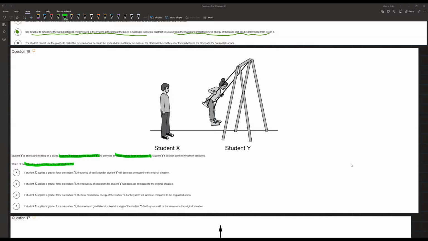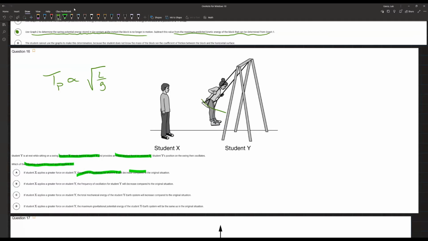All righty, we'll go ahead and call it here. So if we look at answer choice X, it reads, if student X applies a greater force on student Y, the period of oscillation will decrease compared to the original situation. Very important. Student Y is behaving like a pendulum, and the period of oscillation for a pendulum is proportional to the square root of L over g. This external push is not going to change the time it takes us to swing.